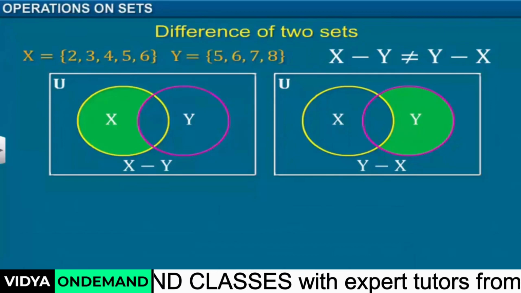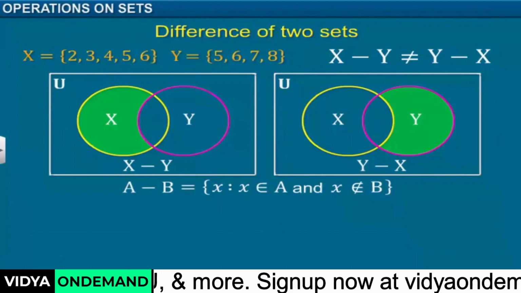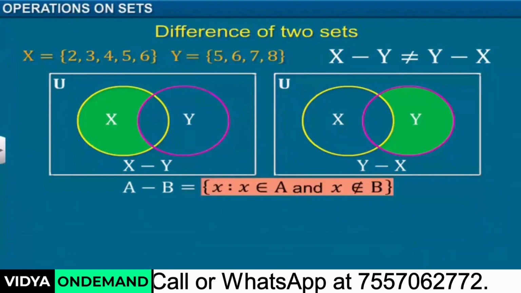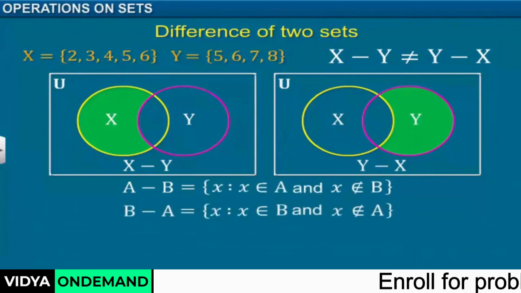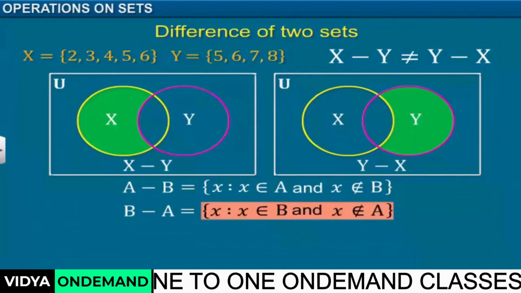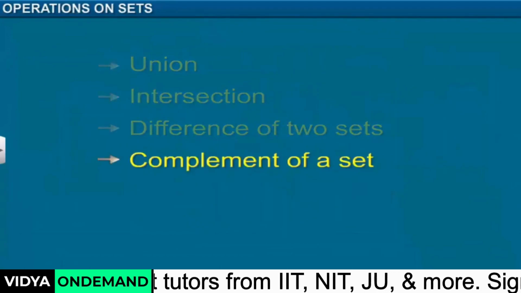The difference of any two sets, A and B, taken in order, is represented symbolically as shown. Similarly, B minus A is written symbolically as shown. The concept of the difference of two sets can be extended by replacing one of the sets with the universal set.